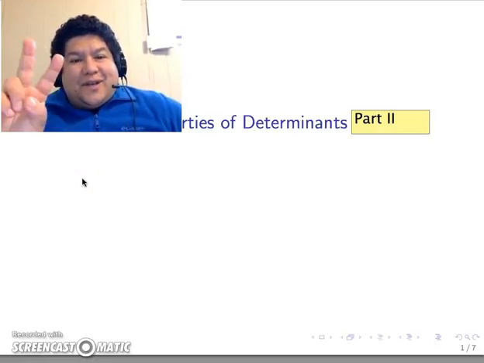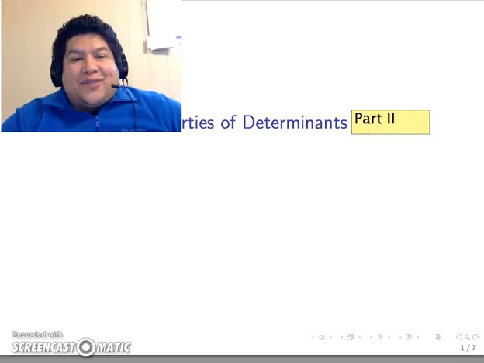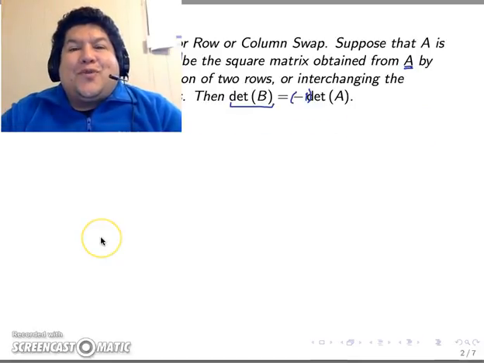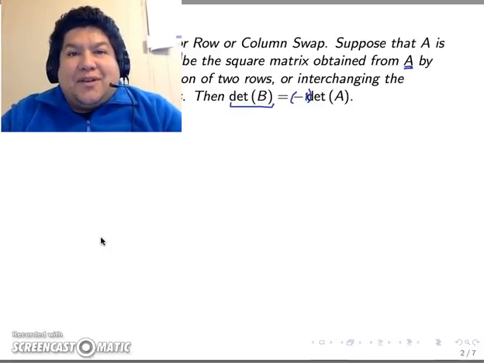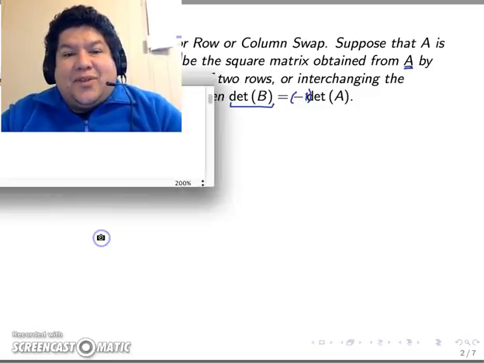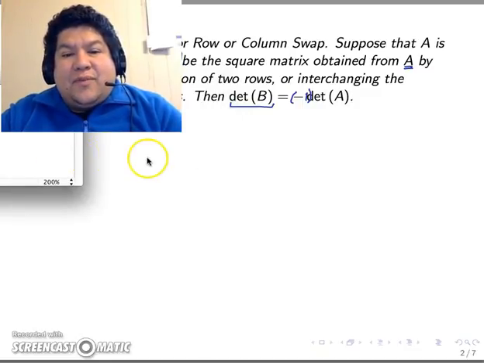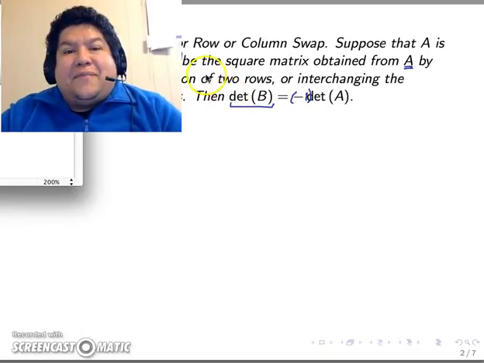Hi, this is part two of properties of determinants. So we are in the middle of a calculation because we intend to illustrate the theorems we have here. There were three theorems that we learned, and the first of which had to do with swapping two rows or two columns.